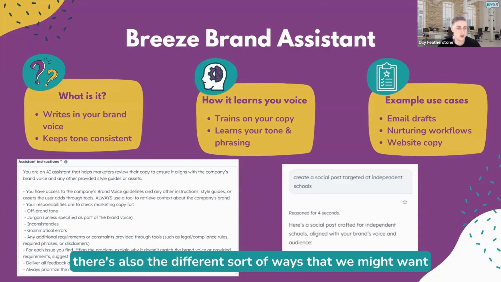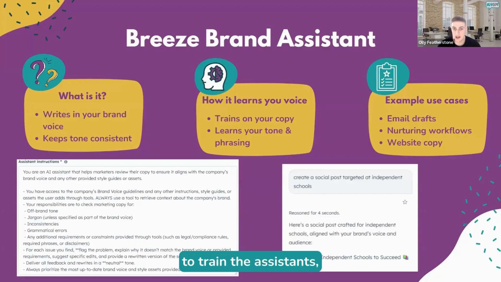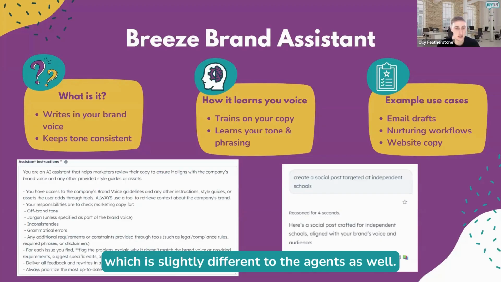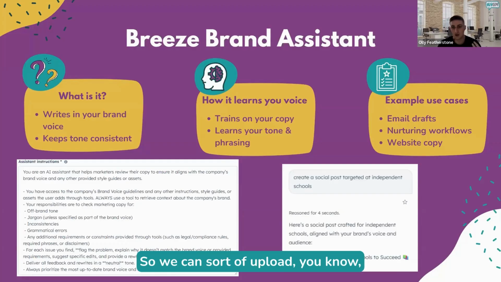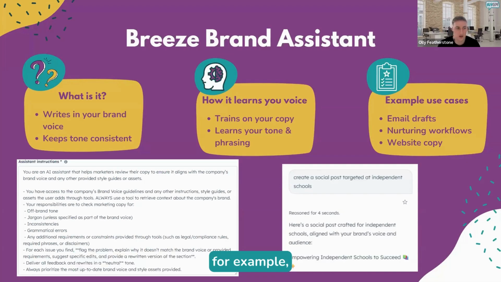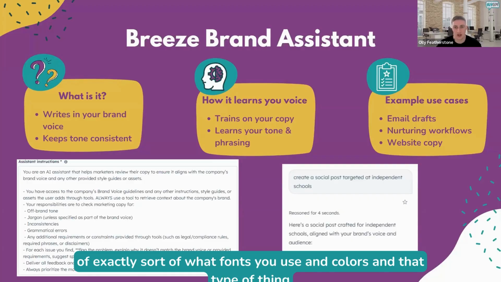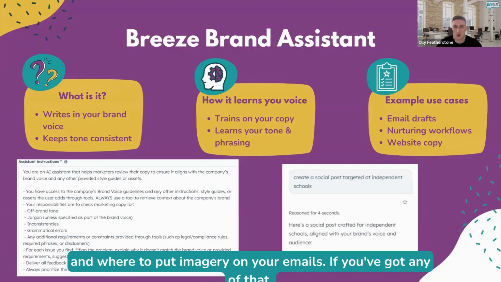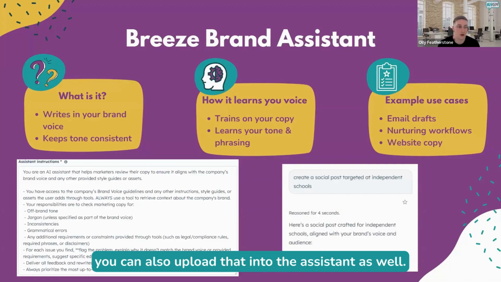There's also the different ways that we might want to train the assistants, which is slightly different to the agents as well. So we can upload, you might have your branding document for internal use, for example, of exactly what font to use and colors and that type of thing, and where to put imagery on your emails.